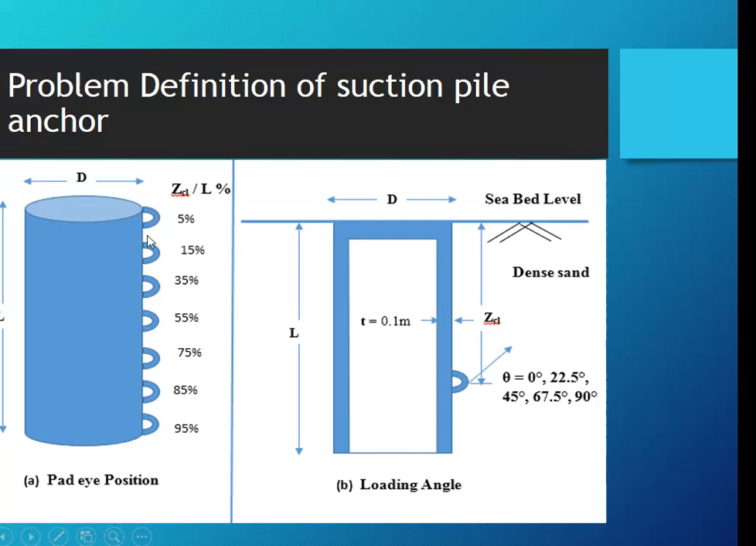For the pad eye position, for example 5%, the ratio is ZCL by L, where ZCL is the depth at which the mooring point is provided and L is the length of the pile. So that ratio is 5%, and I have taken pad eye positions from 5% to 95%.